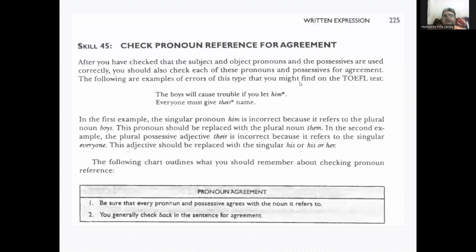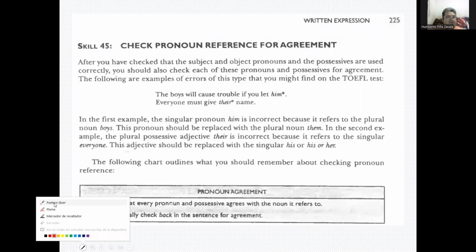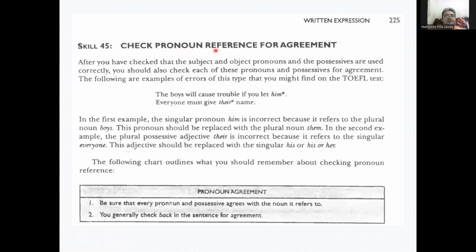a better score in the TOEFL test. Now, we've been working with the written and structured written expression section of the TOEFL test. So let's move on to Skill 45: check pronoun reference for agreement.